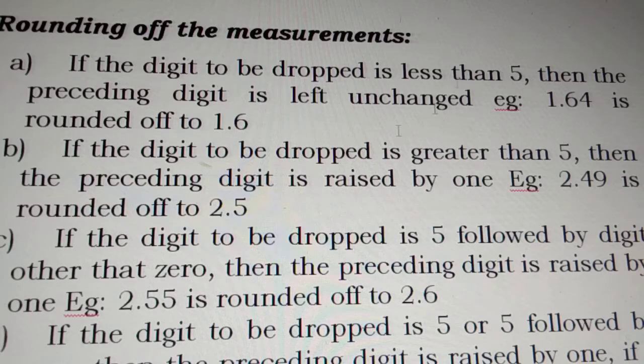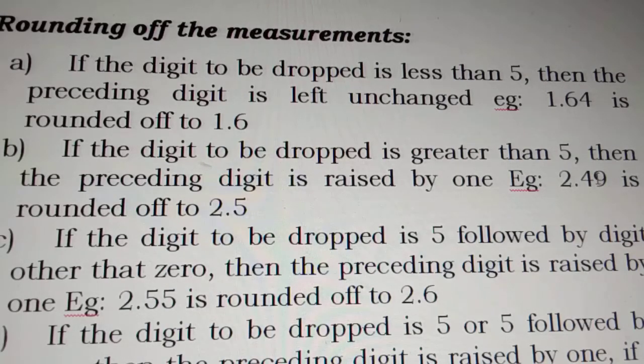So, what is the meaning of rounding off? If you take 6 rupees 99 paise, we will round off to 7 rupees. In the same manner, what is the rounding of a measurement? If the digit to be dropped is less than 5, then the preceding digit is left unchanged. For example, 1.64. Here the 4 is to be dropped, so you can round off to 1.6.